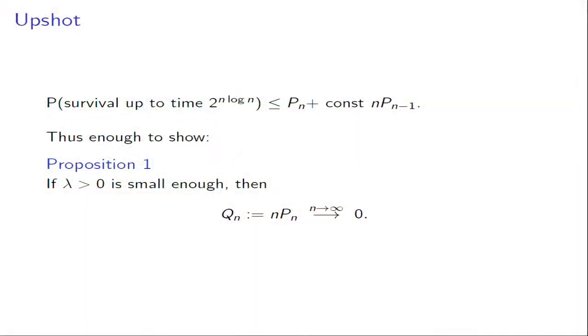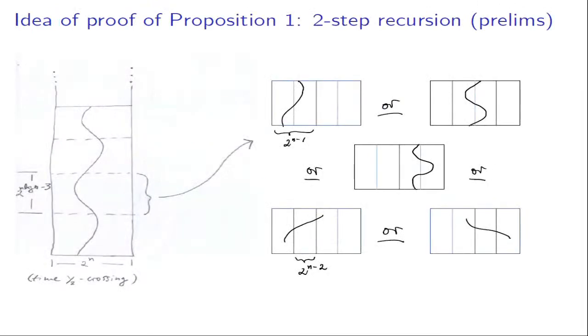So we can pick the time as 2 to the n log n, and then it's enough to show that this probability, Pn times n, goes to 0, right? So that's what we want to show. In order to show that, we're going to set up a recursion for Qn, and then get the result from that.